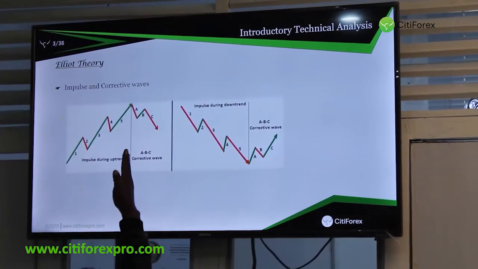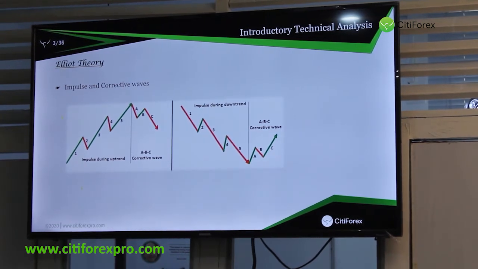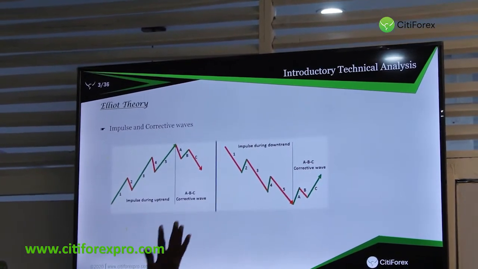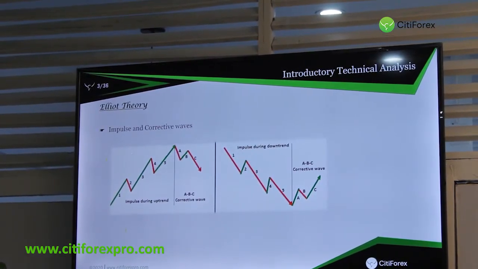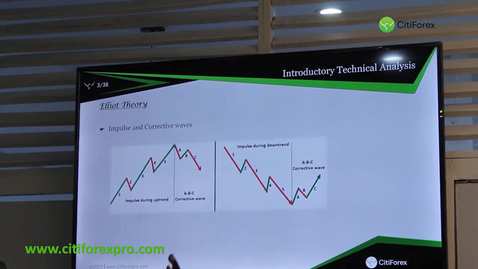And it comprises what we call the impulse wave. You know what impulse wave means? Impulse wave is the motive wave, the place where the momentum is going. And it's very obvious, the market cannot just be going straight up. It has to take a breather, breathe in, rest, and continue again. ABC is the place where it's resting, and then when it rests, it will continue again.